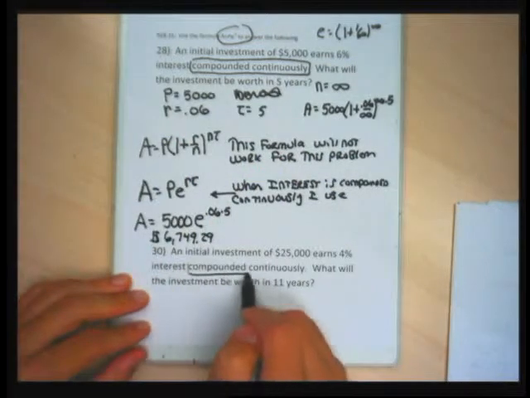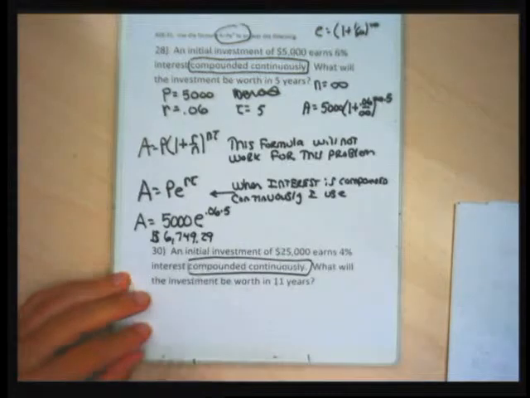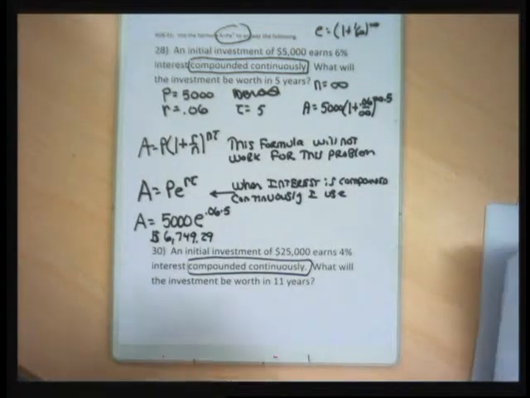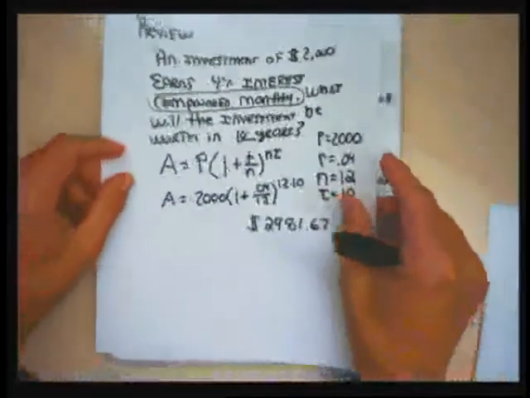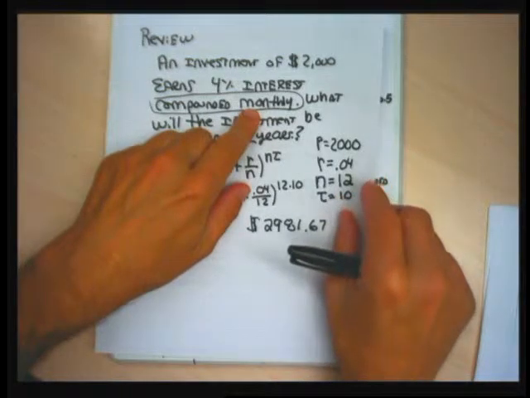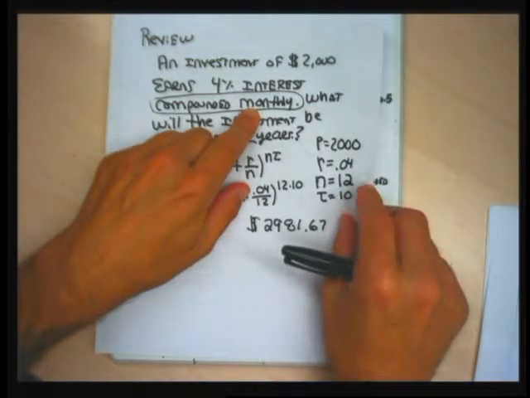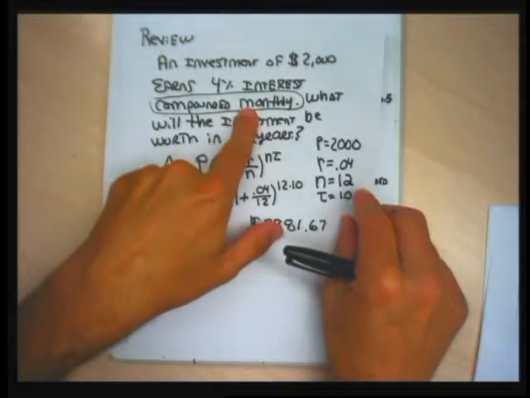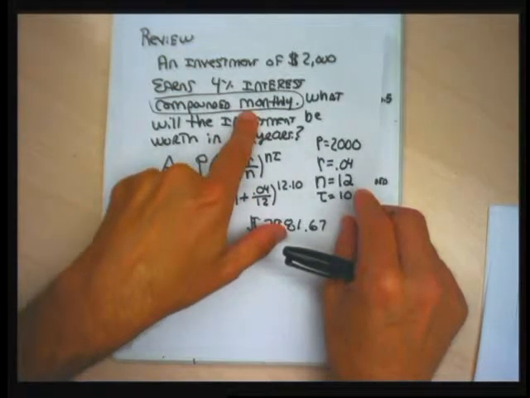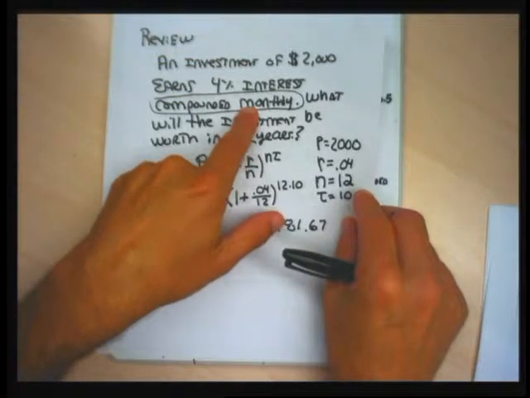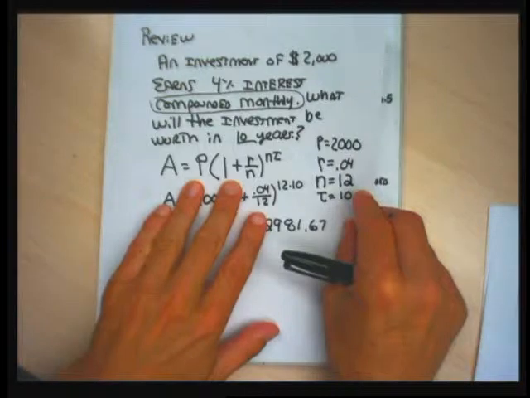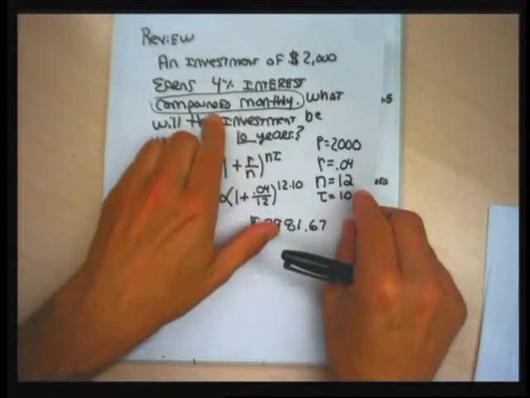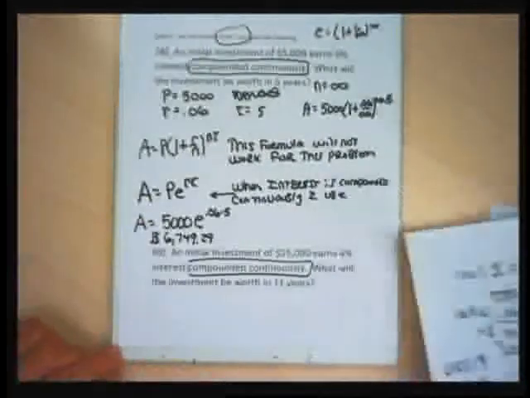I'm going to do problem 30. And with any money problem that we're given, I immediately have to look to the word compounded. If after the word compounded is continuously, I need to use the E formula. If there's another word after compounded, like monthly, quarterly, semi-annually, daily, I use the formula with the N, because the word after compounded tells me what the N should be. Monthly would be 12, quarterly would be 4, daily would be 365, but continuously means the N is infinity, and when the word after compounded is continuously, I have to use the E formula.